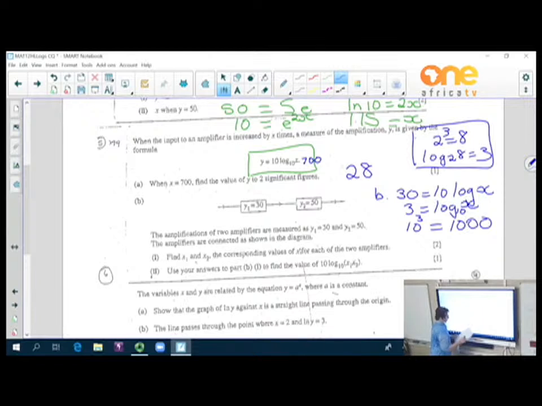And the same with the 50. If you put the 50 in there, then you have 5 zeros there for that one.